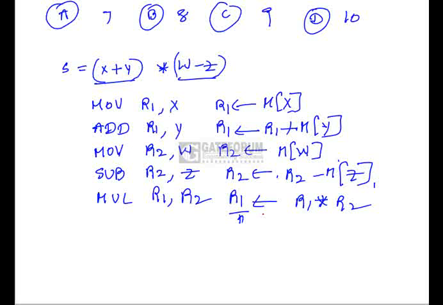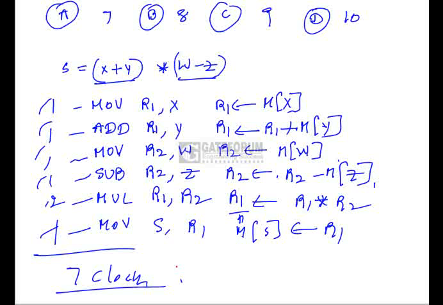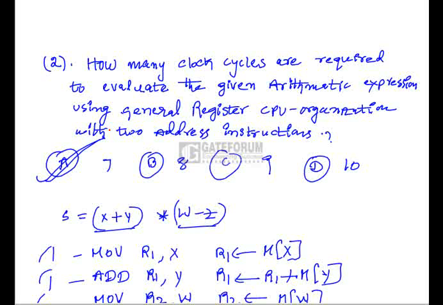We have to save this result in memory at address S, so we can use MOVE S comma R1. So M of S receives the data from register R1. So for this one clock cycle, for this 1, 1, 1, for multiplication 2, for this 1. So total 7 clock cycles are required for execution of this. So option A is the right option for this. Total 7 clock cycles are required for evaluating this arithmetic expression using general register CPU organization with 2 address instructions.